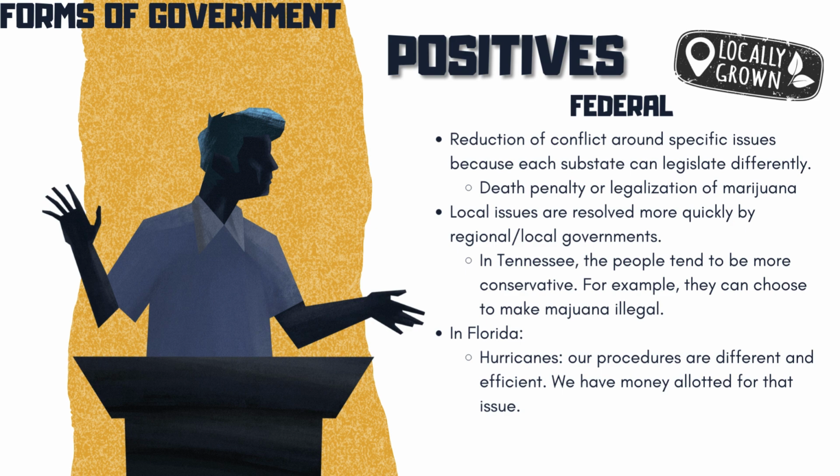In Florida, we have an issue with hurricanes, so our procedures are different and more efficient in regards to our hurricane policies. We also have money allotted for that issue so that every year when hurricane season comes, we already have those plans and that money set in place for accidents that more than likely will happen.